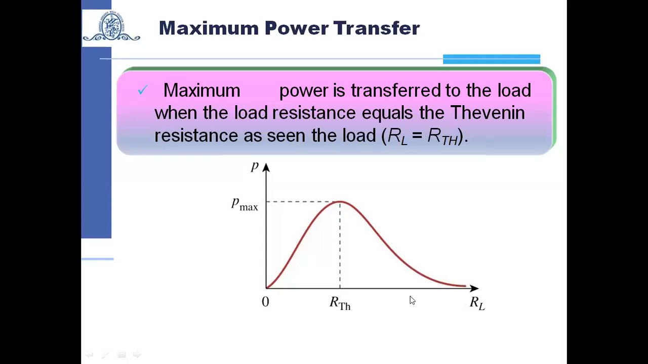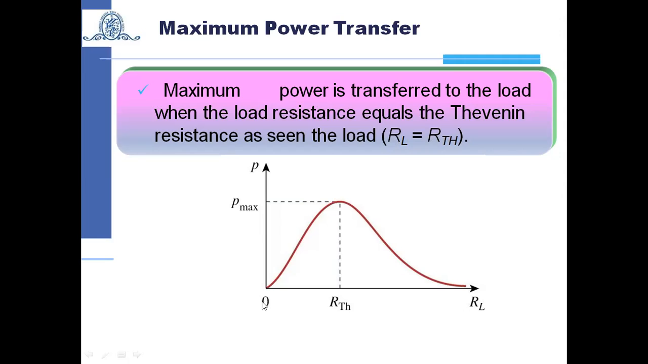Good afternoon. So here we are supposed to study about the maximum power transfer theorem. The maximum power transfer theorem tells that maximum power will get transferred to the load when the value of load resistance is equal to the Thevenin equivalent resistance. It means if we get RTH and RL equal, you can see here we are drawing a graph of power with respect to load, and we have the value of load resistance equal to RTH.